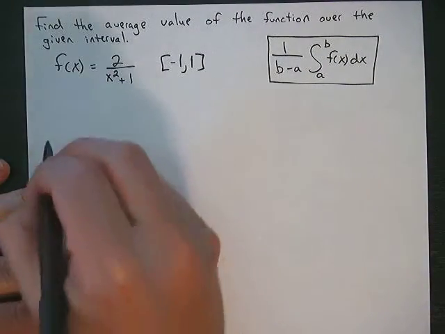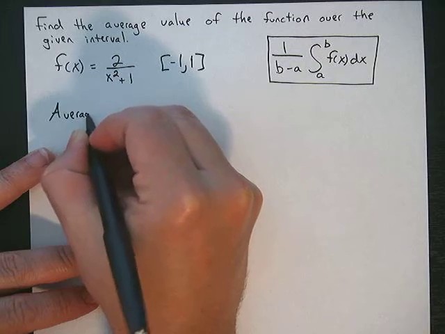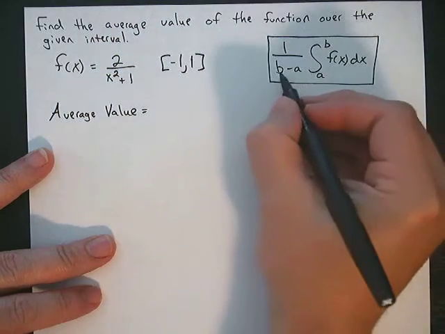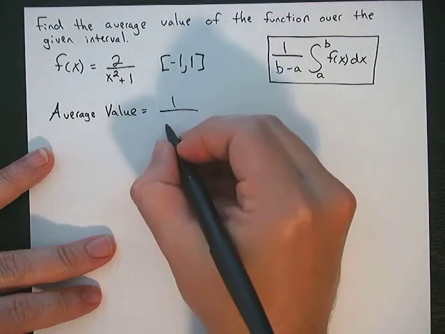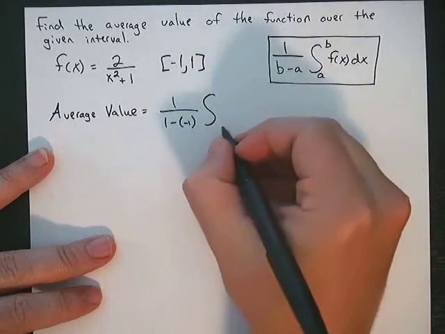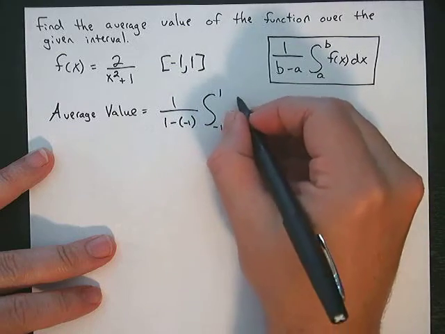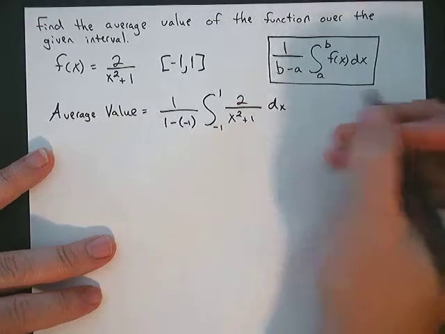Okay, so what we need to do to find the average value, this is our a and b, so we will have 1 over 1 minus -1 times the integral from -1 to 1 of the function 2 over x squared plus 1 dx.